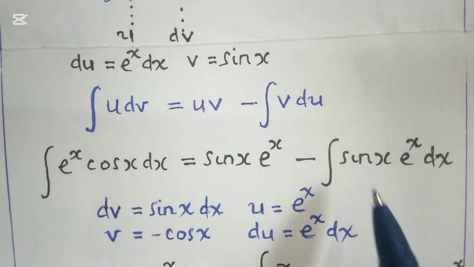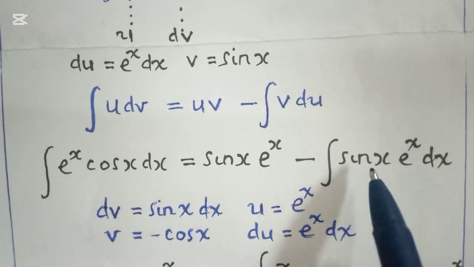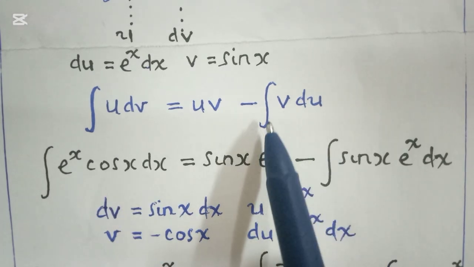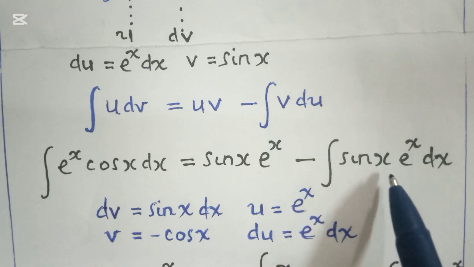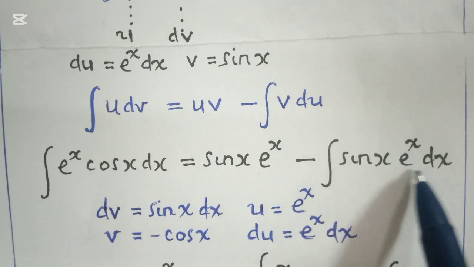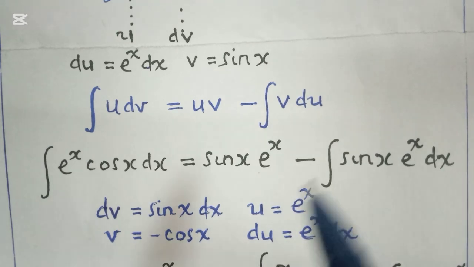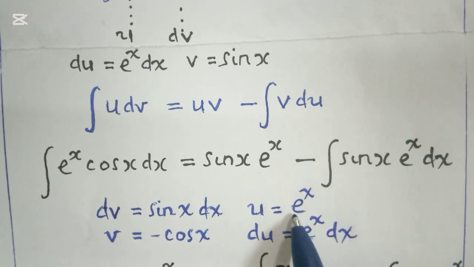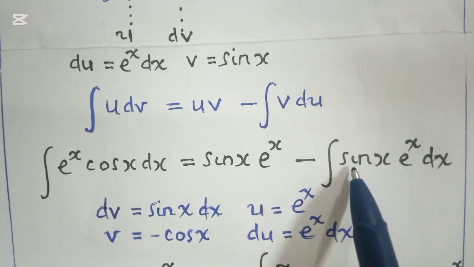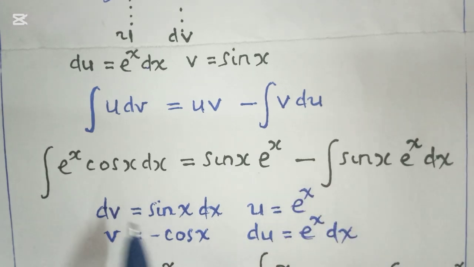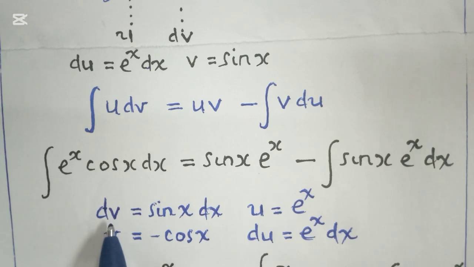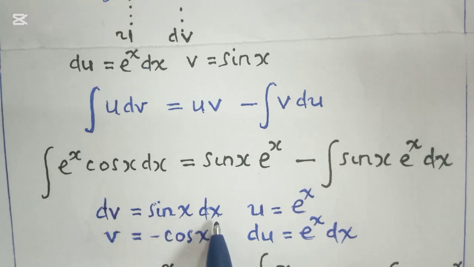From there, guys, we now integrate this, because after replacing v and du, we find that we still have to integrate again. So I have chosen my u to be e to the x, so the remaining, that is sin x dx, will be my dv. So now I integrate sin x dx. dv over dx is equal to sin x. I integrate, you get that.